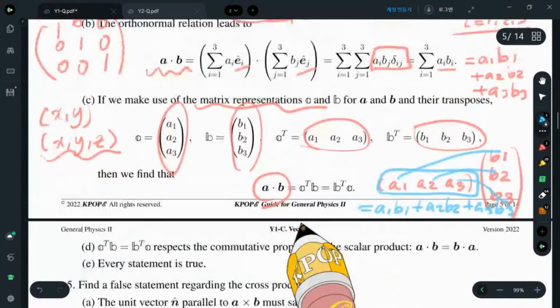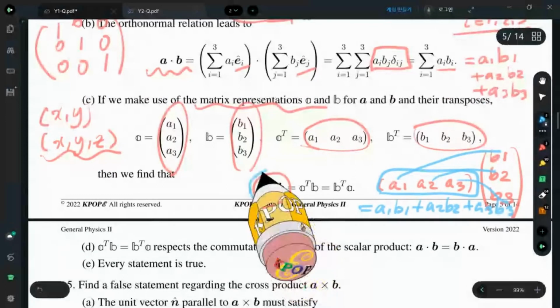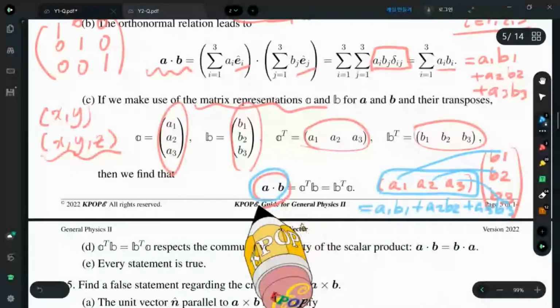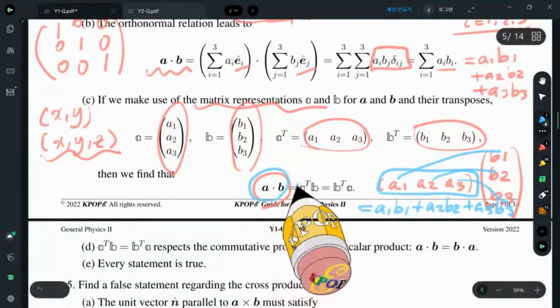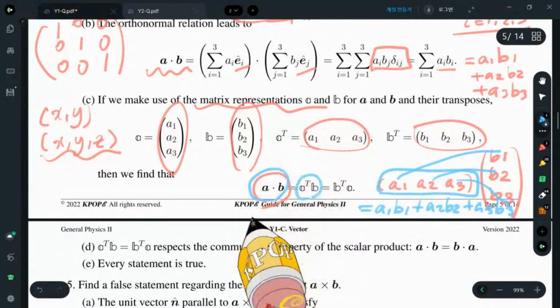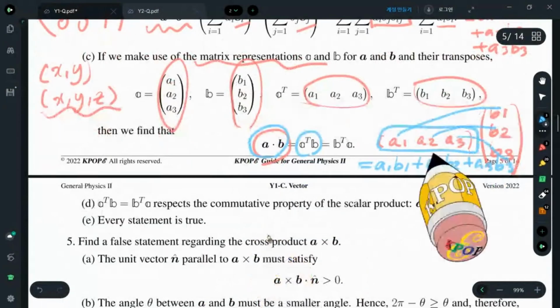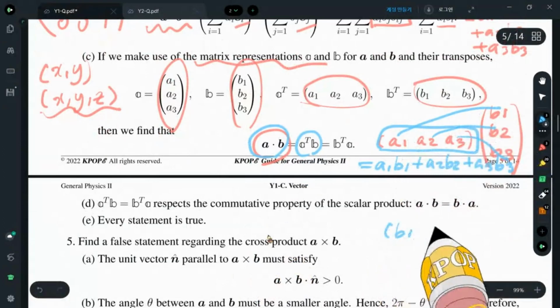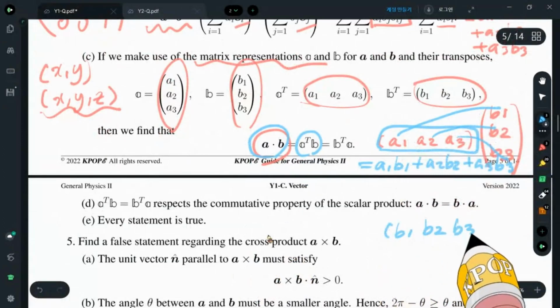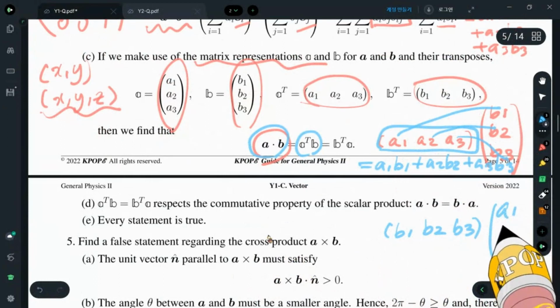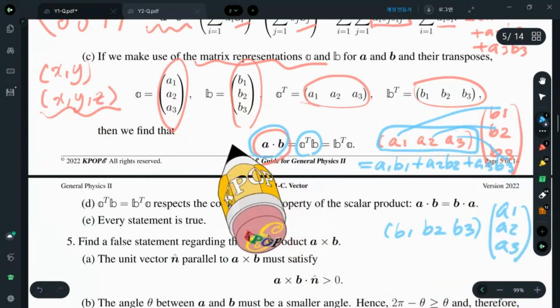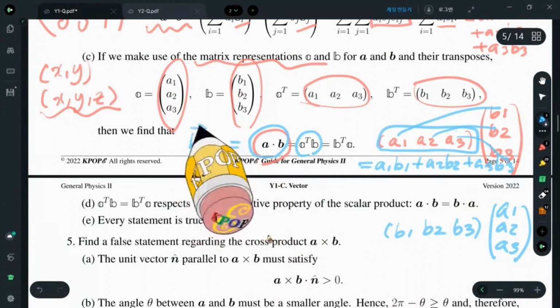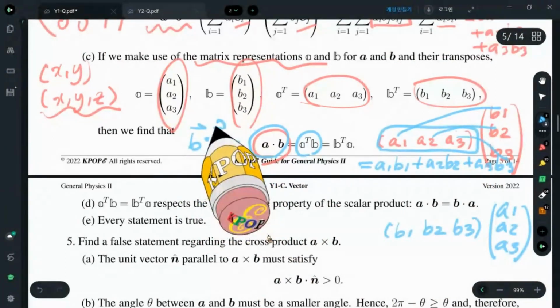Okay, so we can write the scalar product of two vectors in an algebraic form or in a linear algebraic form. And we find that this is commutative. You can write it in this way, and they are identical to each other. They are the same.